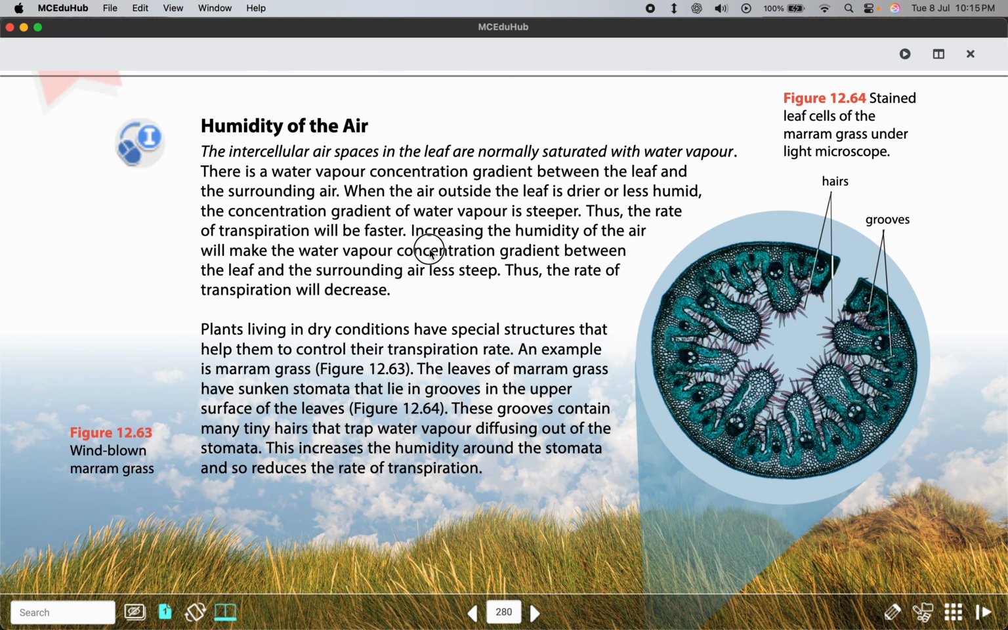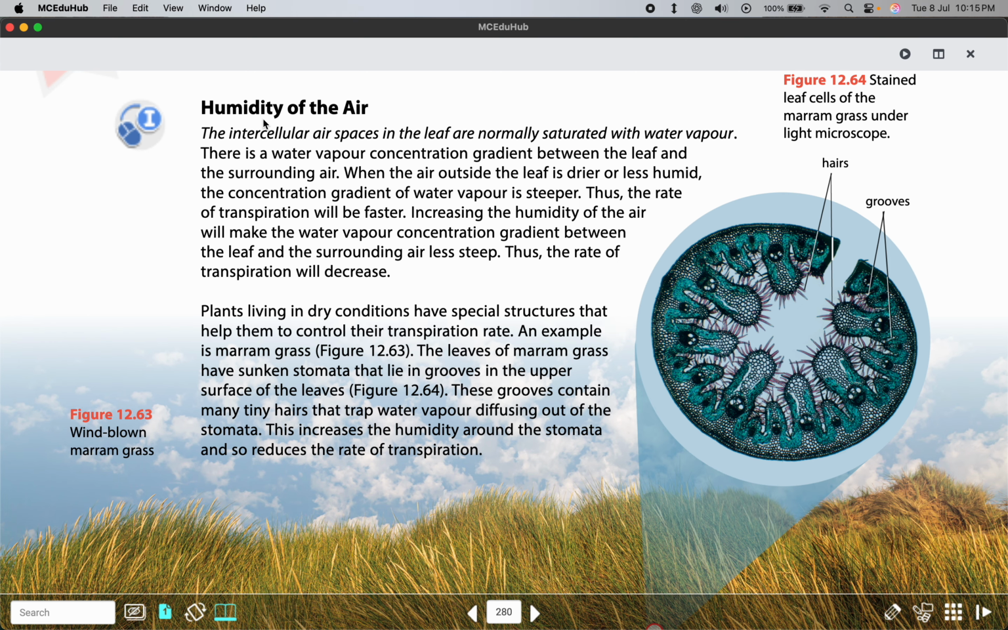Last one, humidity. Some people get a bit confused about the word humidity. Humidity refers to how wet the air is. High humidity is like in Singapore, where the whole air around us feels very wet all the time. We feel very sticky and sweaty. But in some countries that are very dry, like Australia, it's low humidity because the air is very dry. Normally the intercellular air spaces of the leaf are saturated with water vapor.